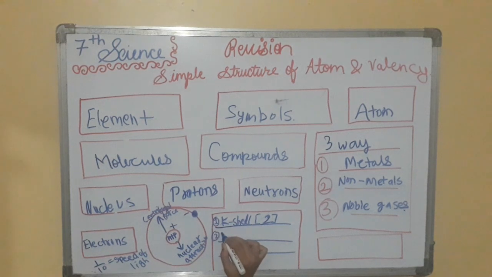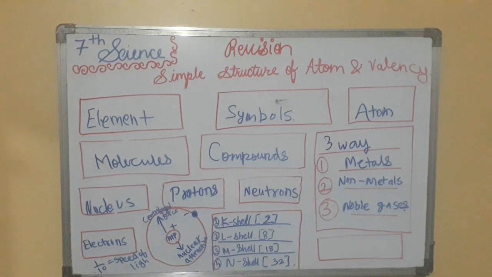Second is the L-shell. Third is the M-shell, then N-shell: K, L, M, N, one after another. In the L shell there are a maximum of 8 electrons. In the M shell there are a maximum of 18 electrons. In the N shell there are a maximum of 32 electrons. The long video was uploaded first only. You can go through it.